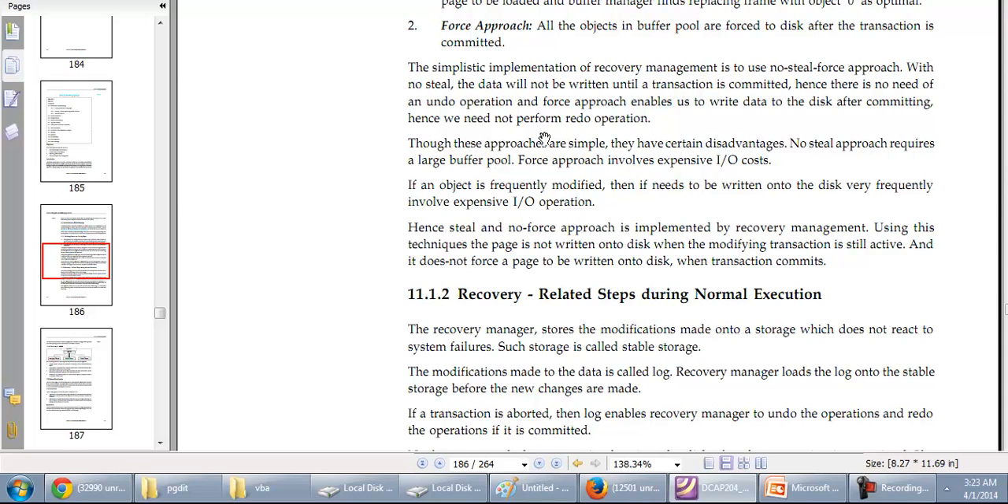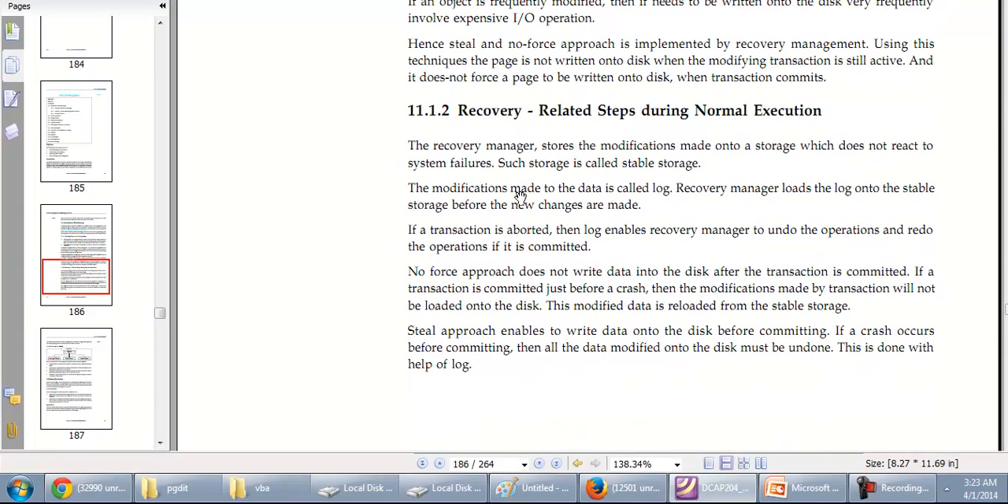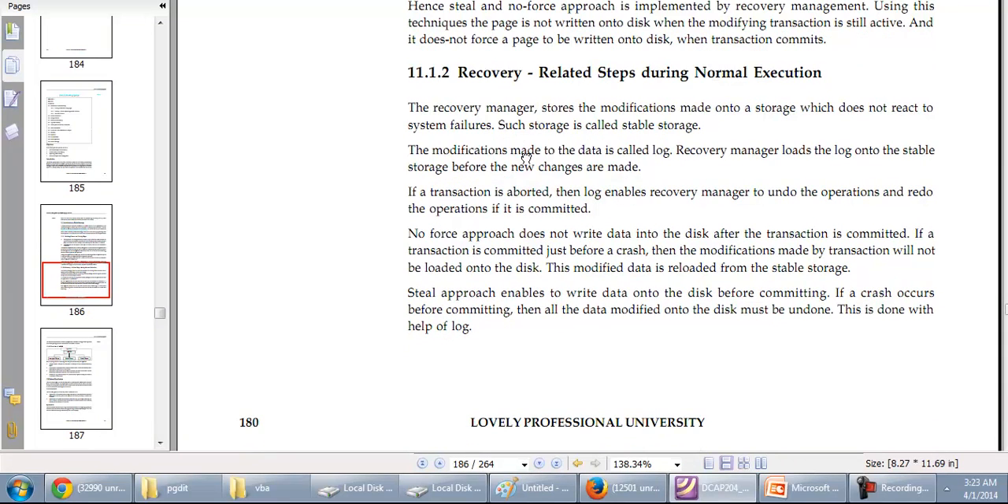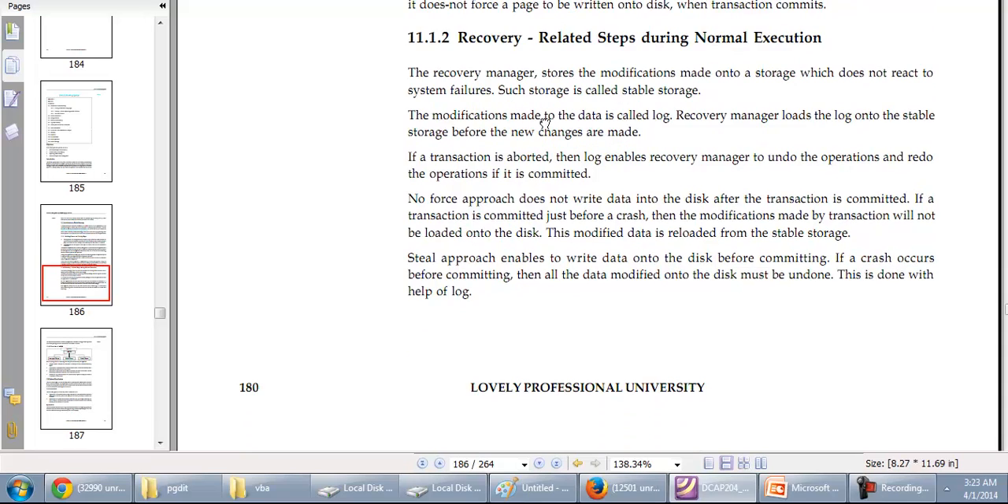And steal and no force is implemented by the recovery manager. Using this technique, the page is not written on the disk when modified by a transaction, and it does not force the page to be written when the transaction commits. Recovery related steps during normal execution.